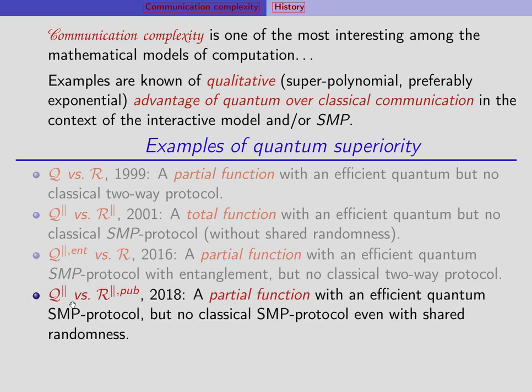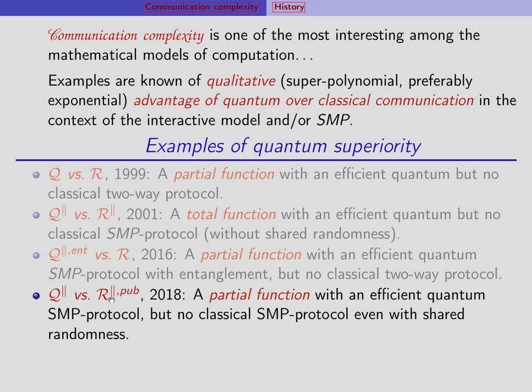In 2018, an example of a partial function, a different one, was shown: the function had an efficient solution in the model of quantum SMP without any shared resources, and the same problem had no efficient protocol in the model of classical SMP with shared randomness.